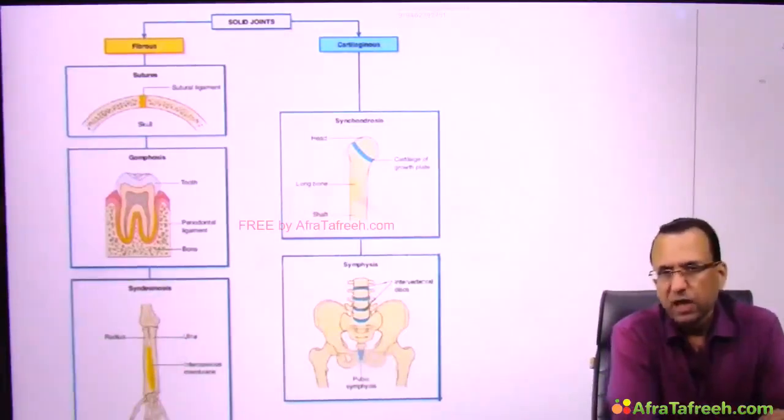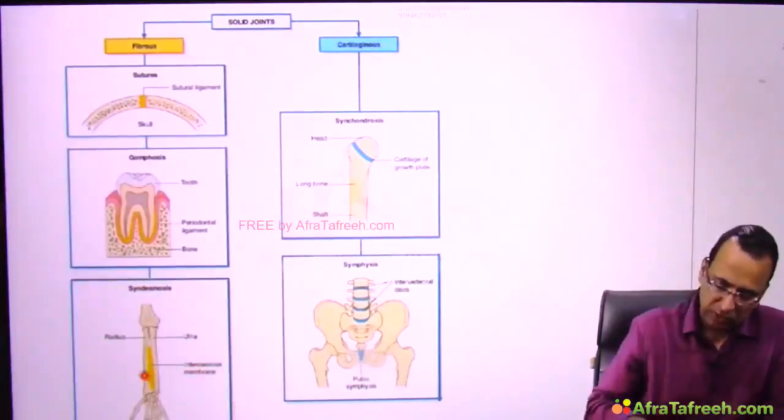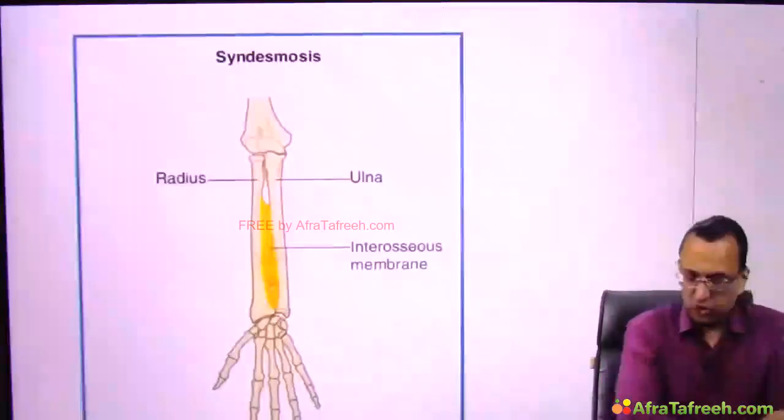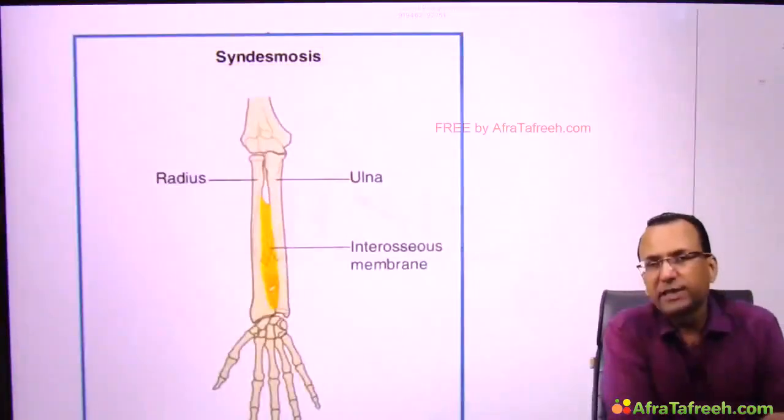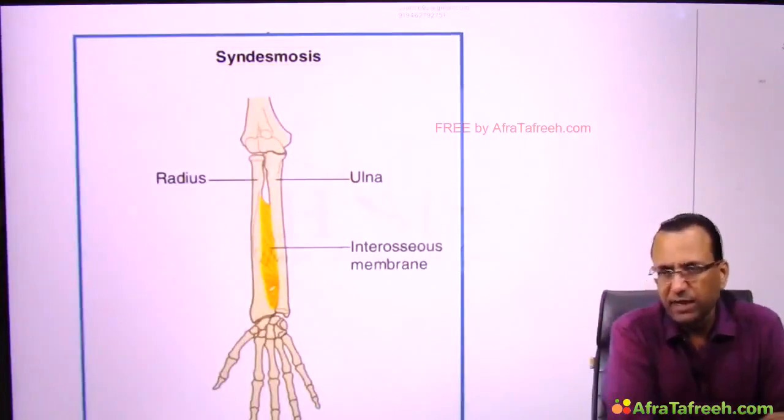One example of syndesmosis, we have taken inferior tibiofibular joint. One more, the middle radioulnar joint. So middle radioulnar joint is a syndesmosis of fibrous joint. Yes, it is a slightly mobile joint.